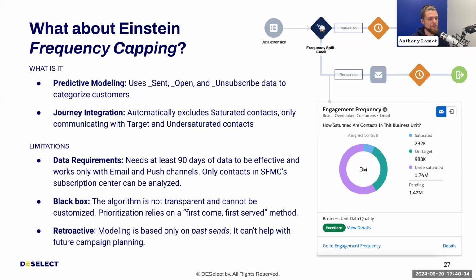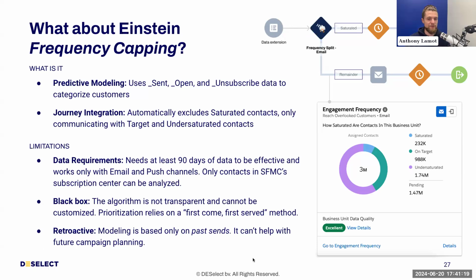But even if those things wouldn't be a blocking factor, on top of that, Einstein is a black box, so we can see who's been saturated and who hasn't, but we don't know why that is. It's very hard to understand. Also, the prioritization that Einstein applies is reliant on first come, first serve. So if a communication is coming up for a customer, it doesn't take into account other sends which are planned for, which is something you can do with DESelect Engage thanks to the campaign planning functionality. So that also ties into this last bullet. It only works retroactively. So modeling is based only on past sends. It can't help you with future campaign planning.